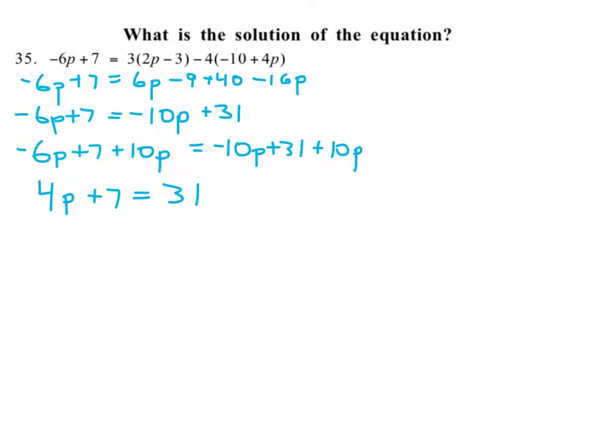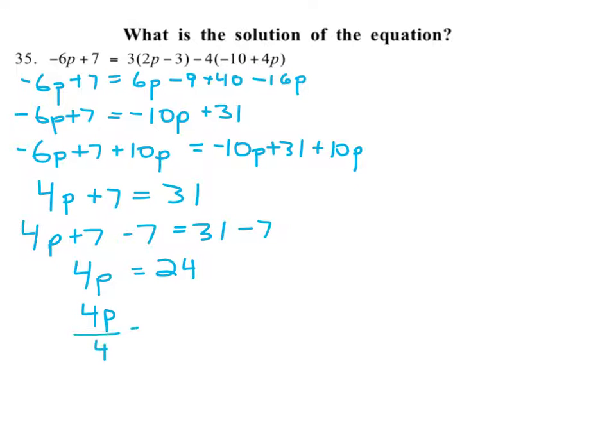And now I'm going to subtract that 7 from both sides. So 4p plus 7, take away 7, equals 31, take away 7. 4p is equal to 24. And dividing both sides by 4, p equals 6.